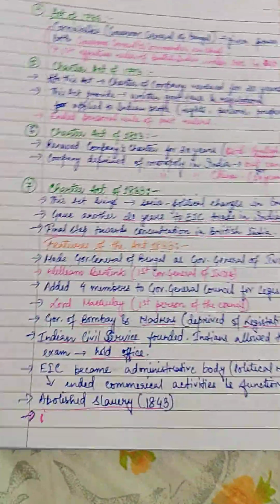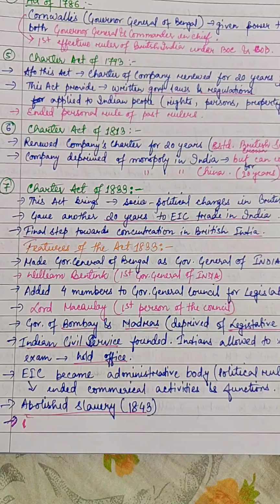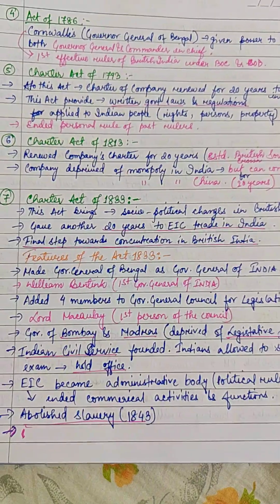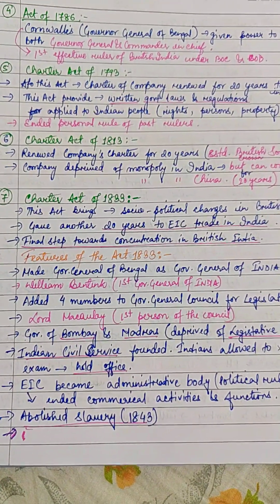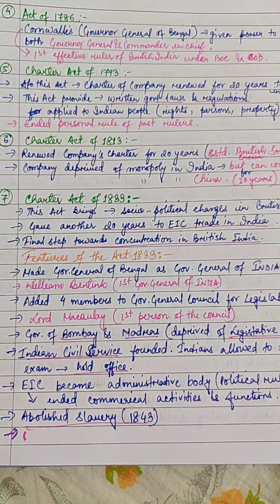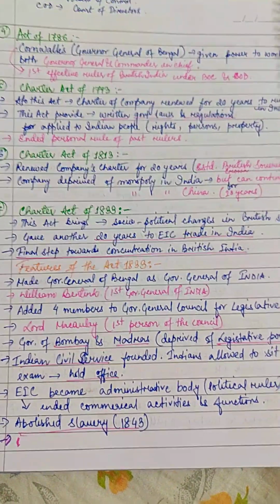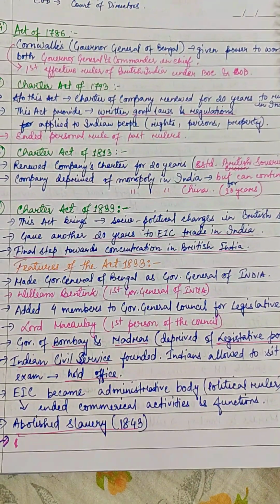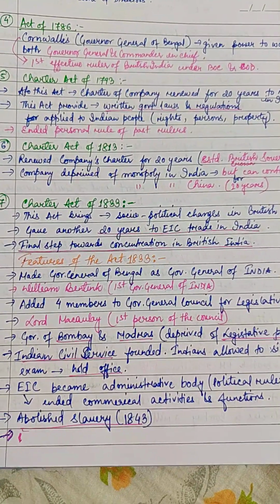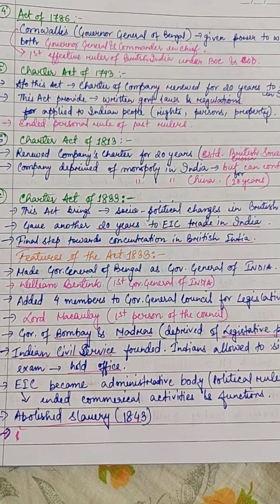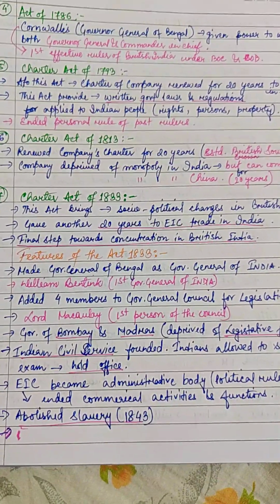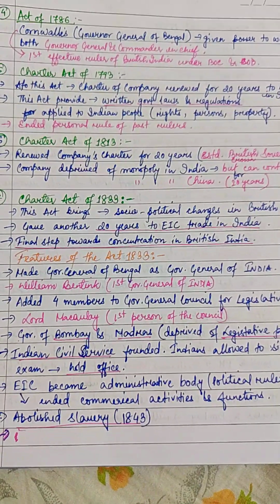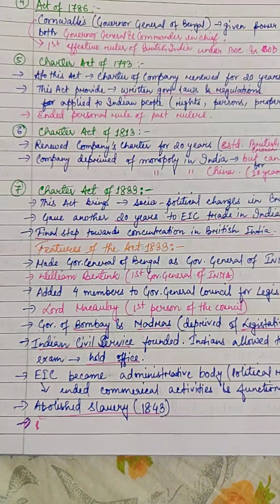Now you see here I have written another point, that is the final step towards centralization in British India. It means the British Crown is little by little getting a hold over India. First, the East India Company came to India for business purposes and they took power in their hands. Later, the British Parliament, that is the British Crown, wanted to take control over the East India Company. And this is the final step, after which little by little the Crown took control over the East India Company. How? You will see that.